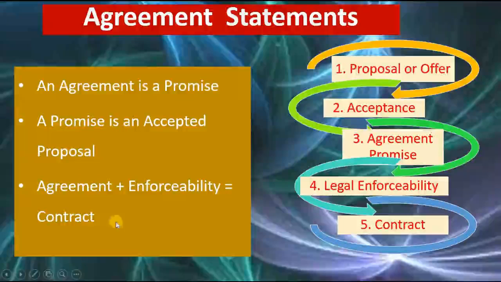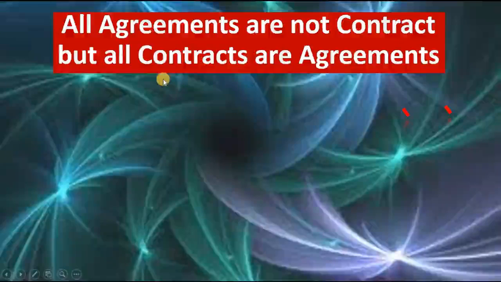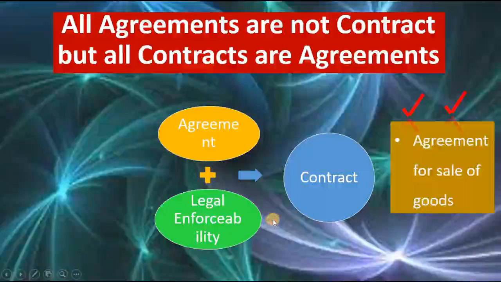Agreement plus enforceability will become a contract. Here agreement plus legal enforceability becomes a contract. You can see here agreement plus legal enforceability is a contract. And there's a famous statement, all agreements are not contracts, but all contracts are agreements. A little bit confusing, but I can show this by an example. We have seen in the last slide, agreement plus legal enforceability will become a contract.